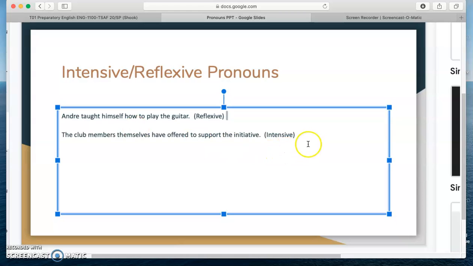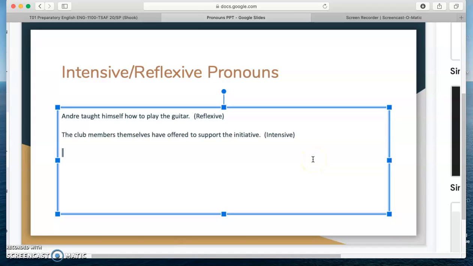Now, intensive pronouns are written and used for effect. The club members themselves have offered to support the initiative. This is a kind of double naming. The themselves is telling us that it's the club members who are supporting the initiative. So we could say the club members have offered to support the initiative, and the sentence makes perfect sense. But if we add the themselves right here, it adds a little extra emphasis that it's the club members who are offering to support the initiative.